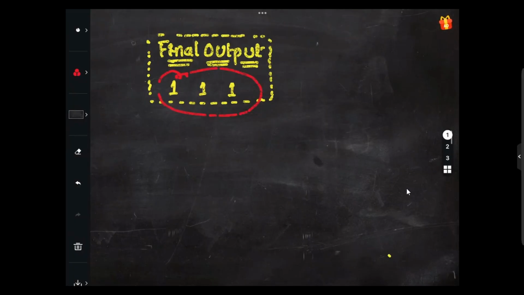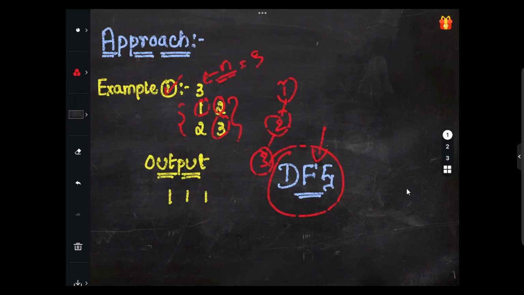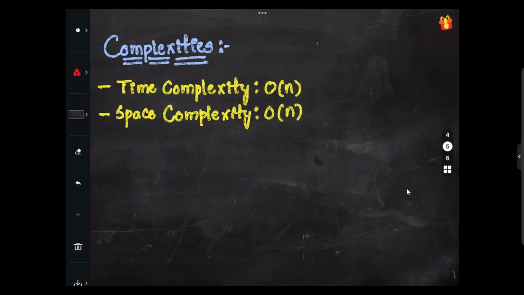This is equivalent to the output that they have given for example 1 in the question. So our approach works absolutely correctly here. As we are completely familiar with the approach, let's move on with the complexities part.